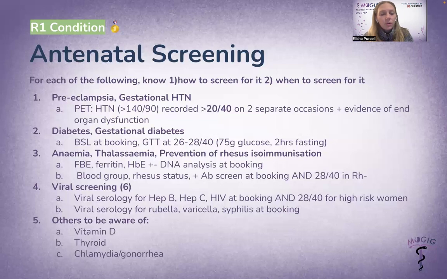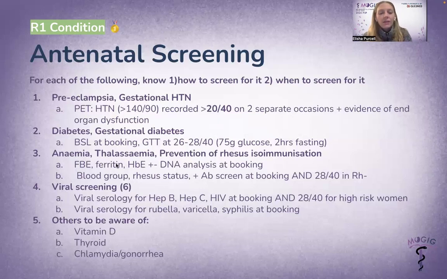The next set of conditions that are important to consider with antenatal screening is anemia, as well as prevention of rhesus isoimmunization. So how do you screen for anemia? FBE, ferritin, and for thalassemia, Hb electrophoresis, and then based on that finding, plus or minus DNA analysis. These happen at the booking visit.